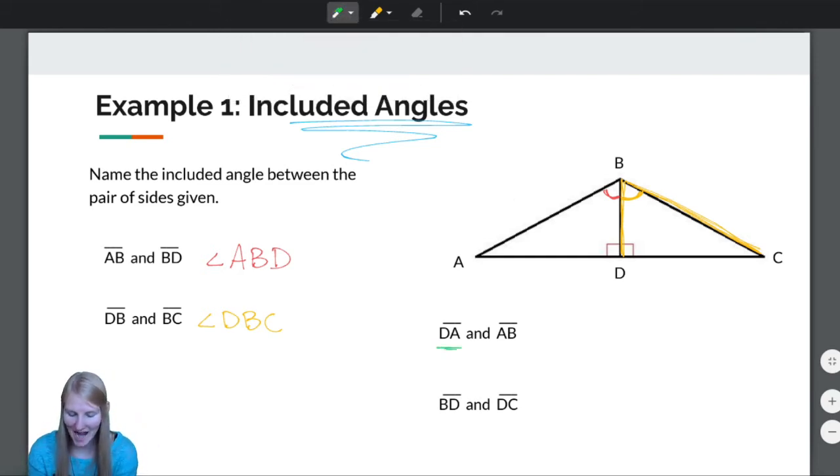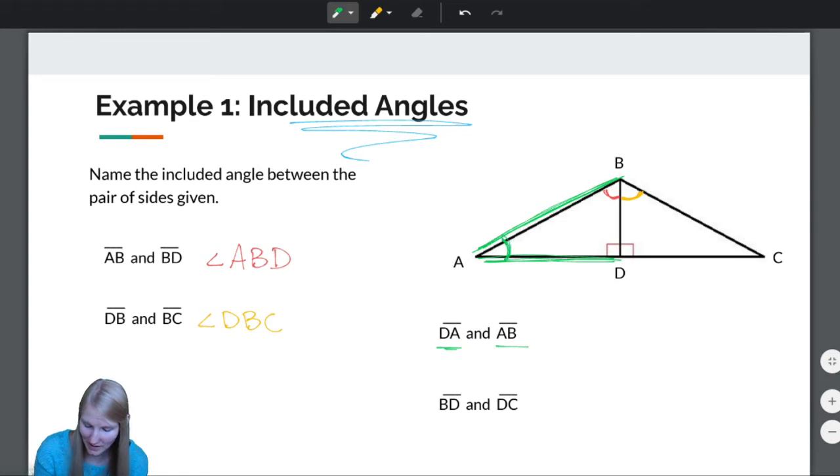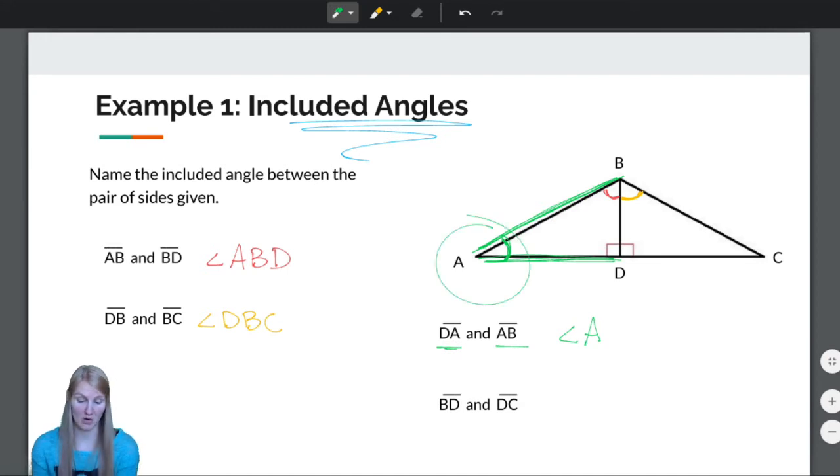Now we have DA and AB. So DA is right here, and AB is right here. Now, the included angle is the one that connects the two sides. So, we could just call this angle A, because this is the only angle A. We also, if we wanted to get more specific, we could call this angle DAB. Oh, so tempting, so tempting. Angle DAB. Okay. And check out that pattern.